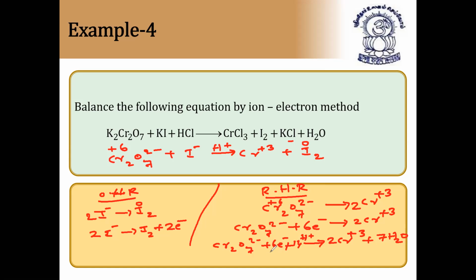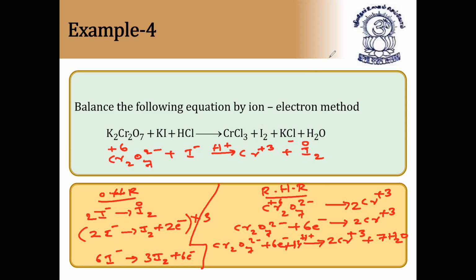Now we'll multiply with my electrons, balancing electrons. Next step is what? Balancing electrons. This is 14H plus. So 6 electrons here, 2 electrons. So multiplying this equation with 3 and this equation with 1. So the final equation: 6 iodide changes to 3 iodines plus 6 electrons. And now combine these two equations and finally you'll get the answer.